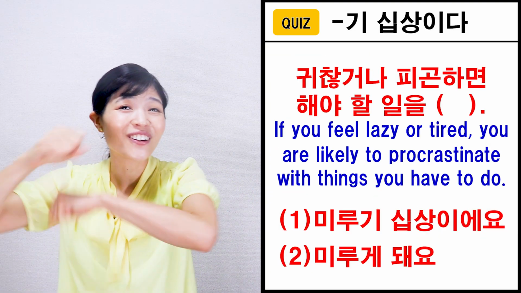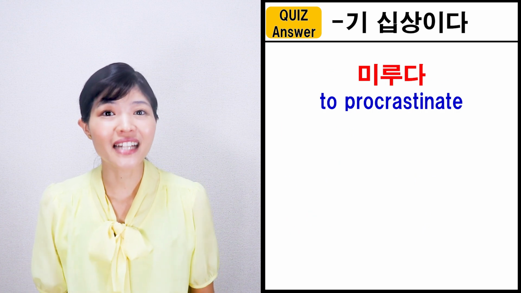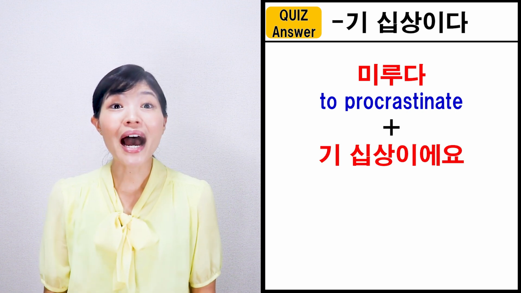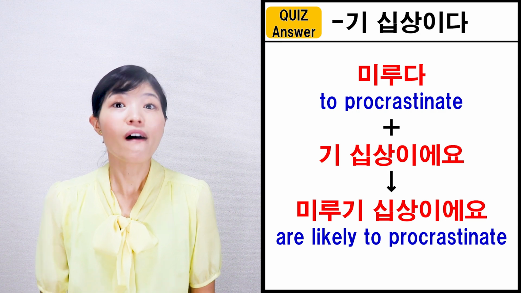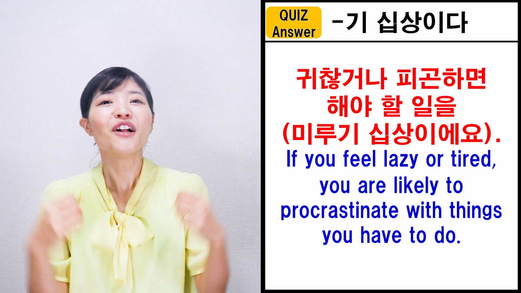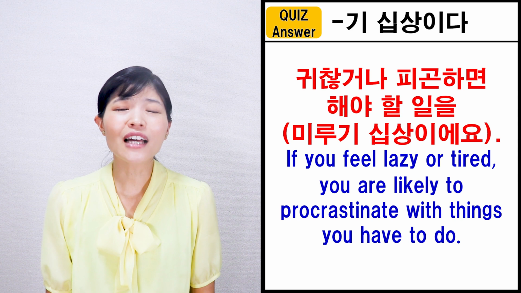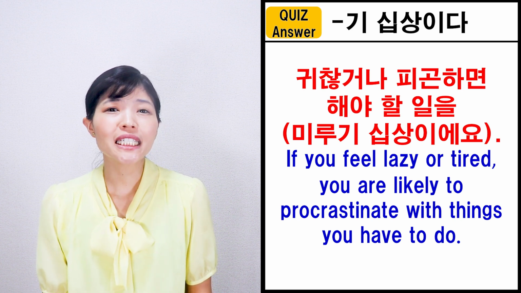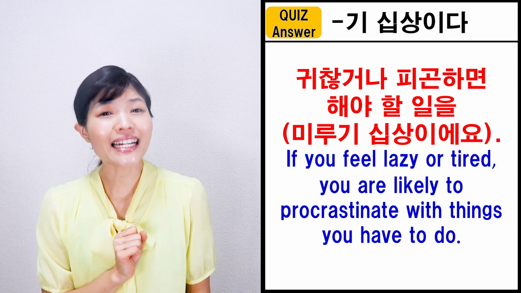The correct answer is number 1. 미루다 means to procrastinate. Wow, advanced vocabulary. I like it. And you add 기 십상이에요 to make 미루기 십상이에요, are likely to procrastinate. Then let's read it together. Recalling something you procrastinated on before. 귀찮거나 피곤하면 해야 할 일을 미루기 십상이에요. Please read it thinking about how to fix the bad habit.